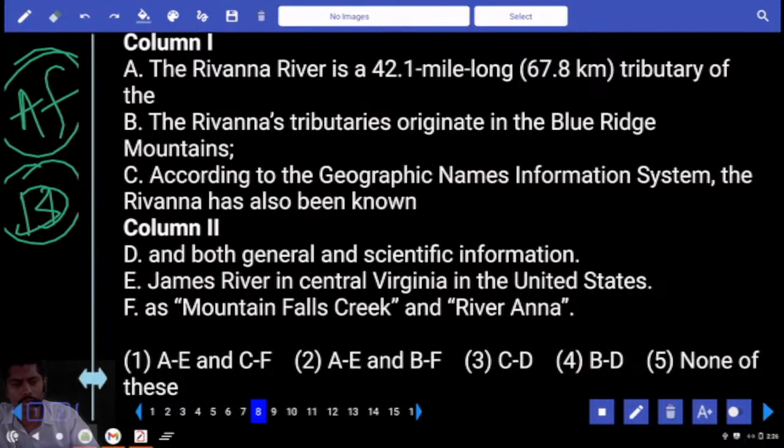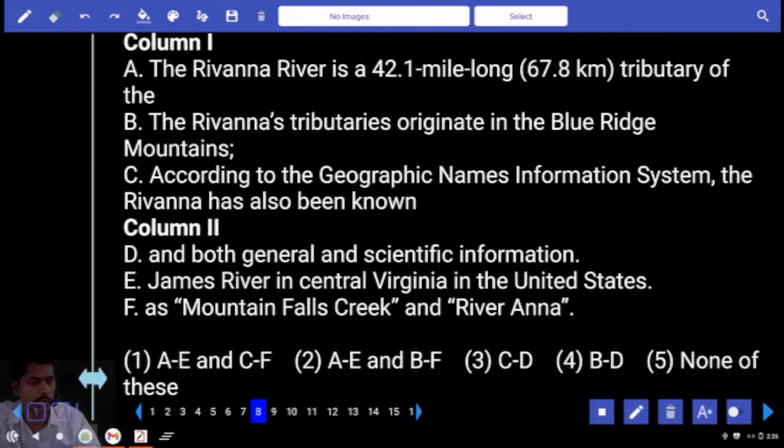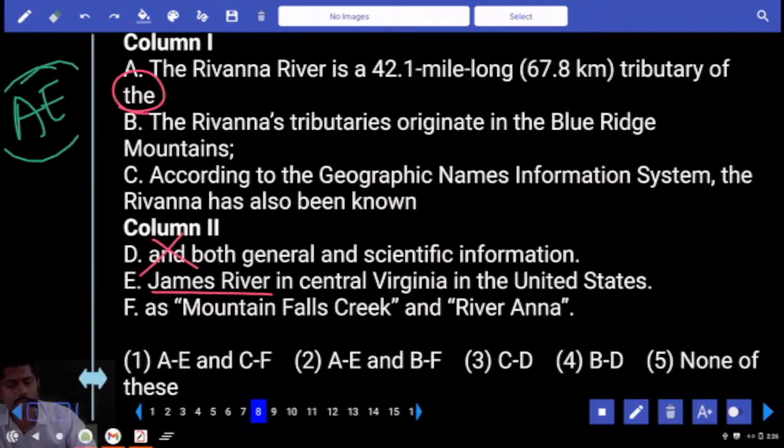The Rivanna River is a 42.1 mile long, 67.8 kilometer tributary of the dash. Of the, wrong. After the we require a noun. The James River, okay. The as, no. Maybe AE. It is a tributary of James River in Central Virginia in the US.